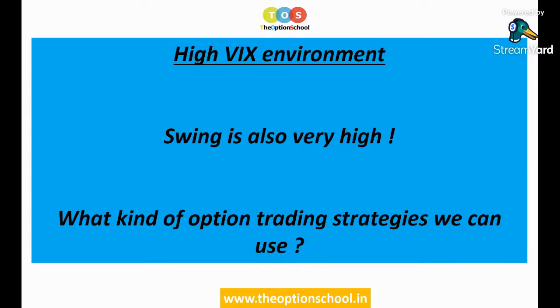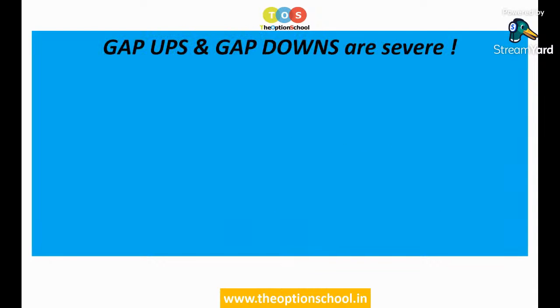Let us first see two, three things. What are the parameters based on which we can choose a particular option strategy? Can those parameters be applied to some of the strategies which can be useful when we have a high VIX environment and high swings in the market? And secondly, what we see is that gap ups and gap downs are really severe.